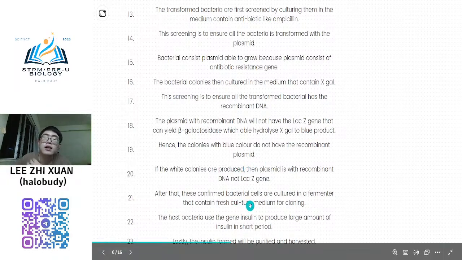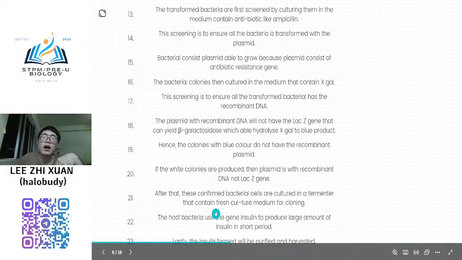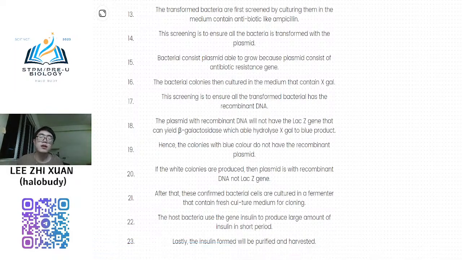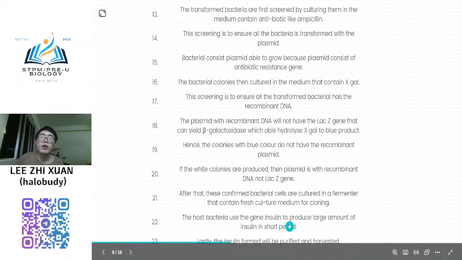So after that, the bacterial cells will be cultured in a fermenter or in a conical flask. Okay, this is for the cloning process. So the bacteria will be cultured in this fermenter to produce a high amount of bacteria, and since this bacteria contains the insulin gene, it will express a large amount of insulin in a very short period.